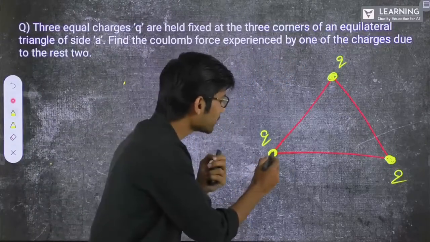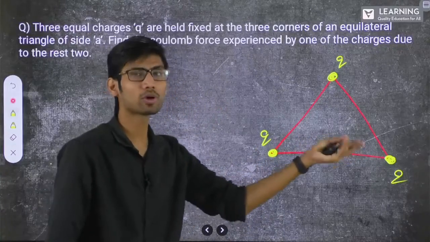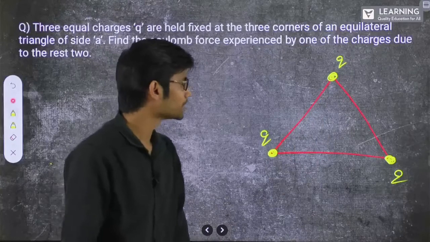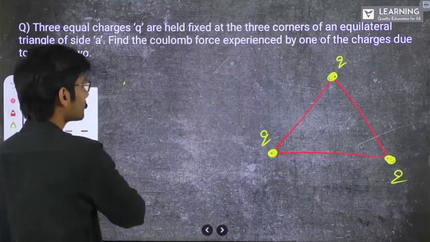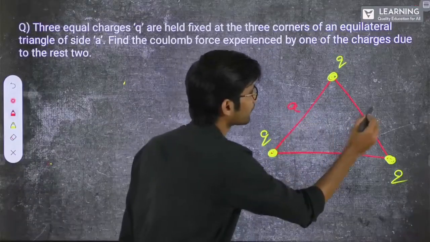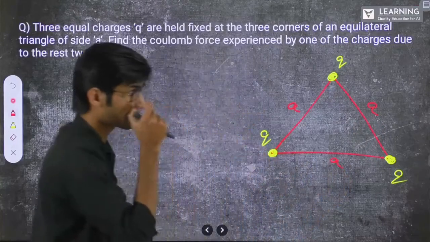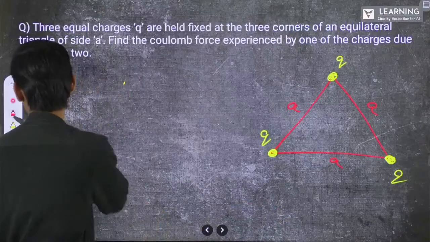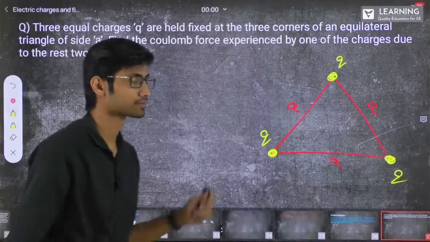So, we have to find the force experienced on any one of the charges due to the presence of the other two. The side is given to be A. How will we do it? Principle of superposition, which we have just understood.